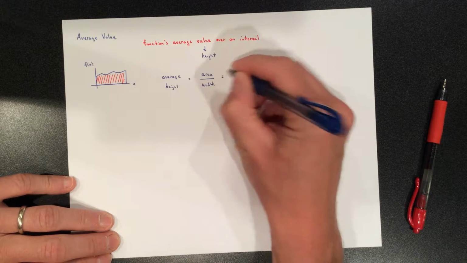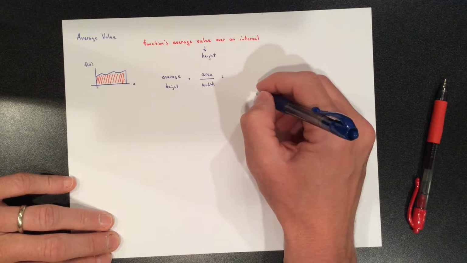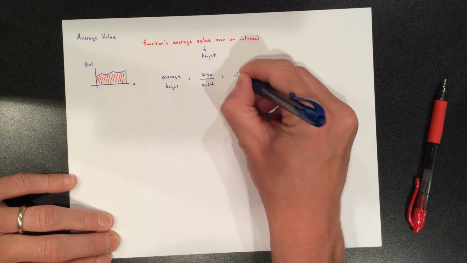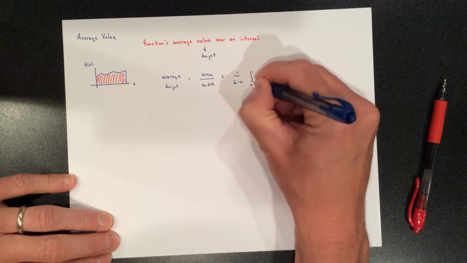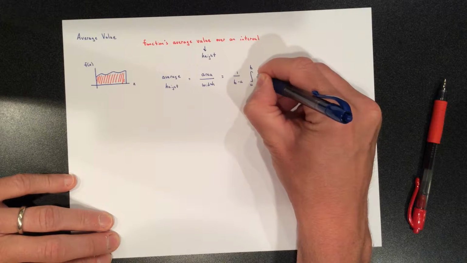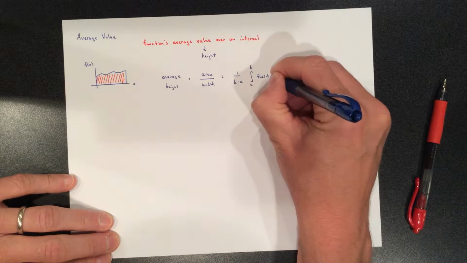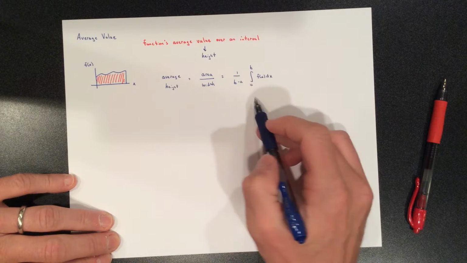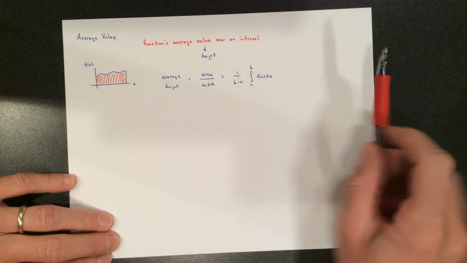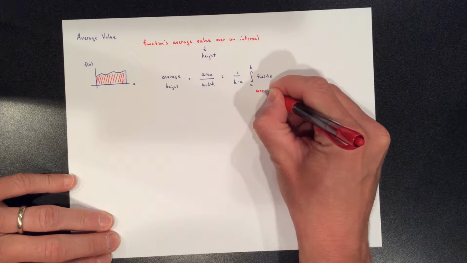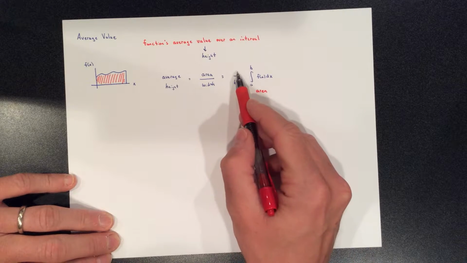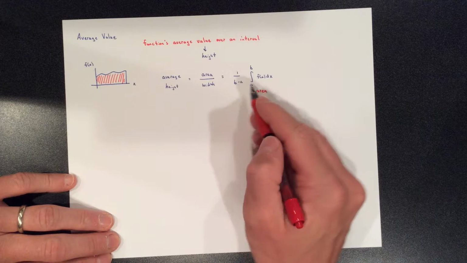Again, if you looked up the calculus formula for average value, it's going to say 1 over b minus a integral from a to b of f of x dx. That would be the formula you'd find. And really, what's it doing? Well, this is just the area under the curve. And then 1 over b minus a, that's just dividing by b minus a.